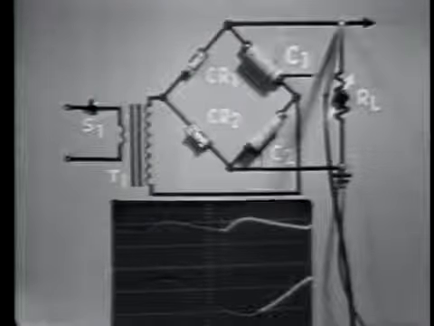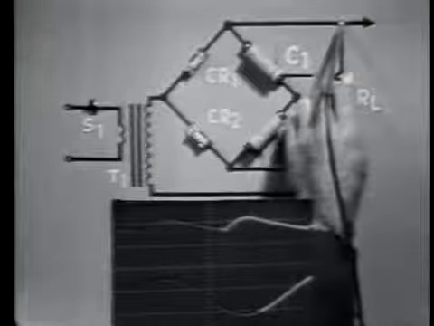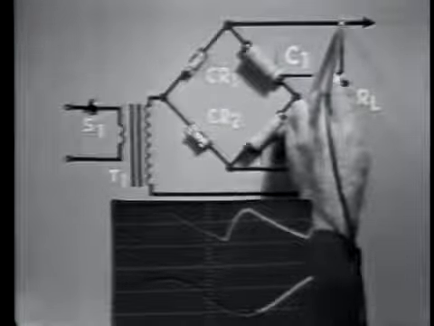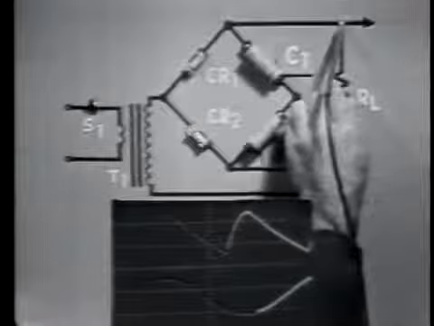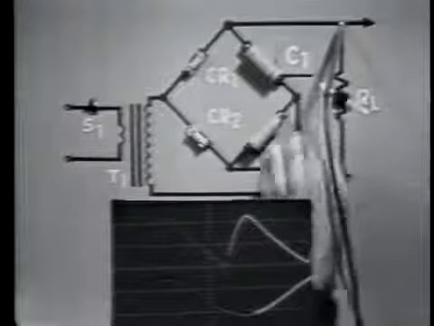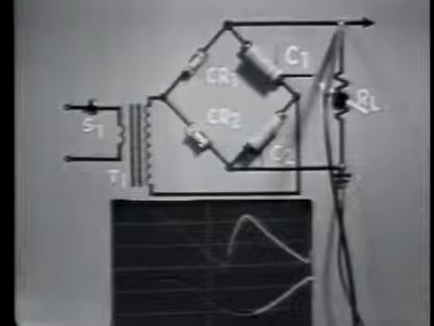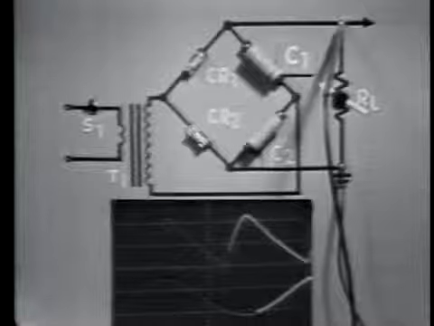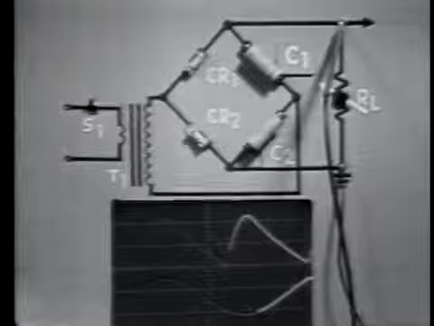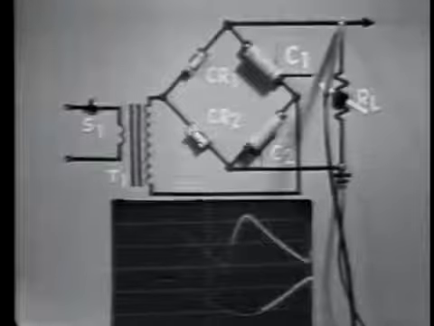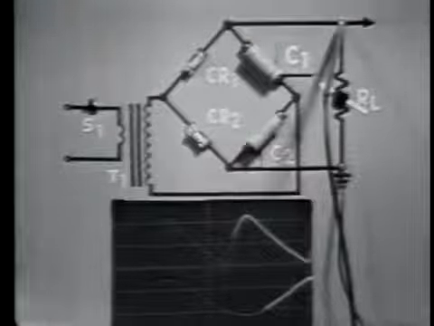Now, decreasing the value of resistance, or increasing the load, increases the current drain, and the average output voltage decreases. Notice also that the ripple amplitude has increased. Now, these effects on a load change occur because the load change changes the discharge time of the capacitors.